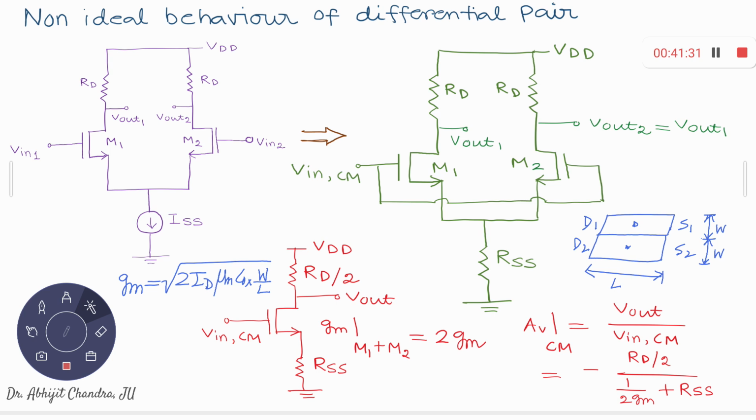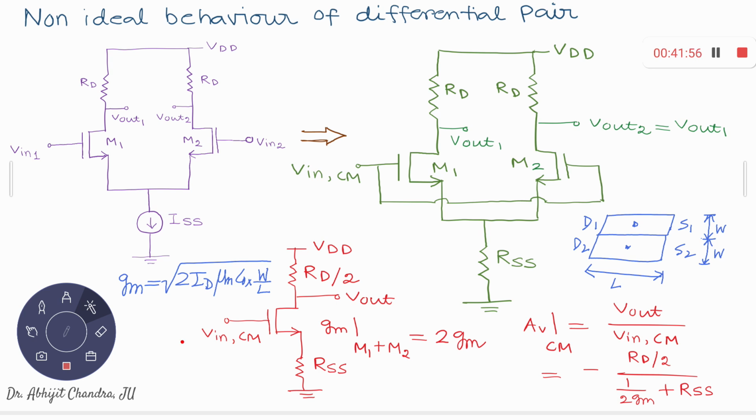This MOS M1 and M2 is replaced by a single MOS with double width and GM given by twice GM. You have this drain and this drain, they are shorted, same voltage, they are shorted together, and then from here to VDD you have RT in parallel. So what is the effective resistance? RT upon 2, right? And you have RSS there between source and ground.